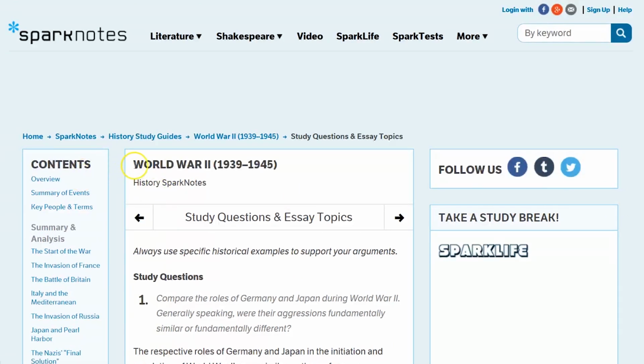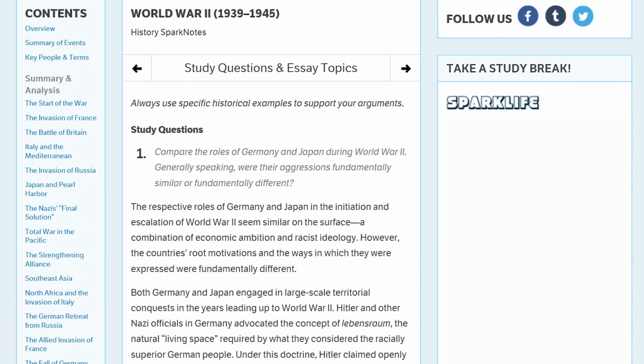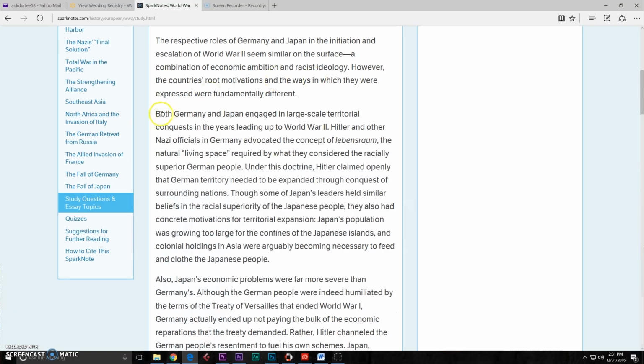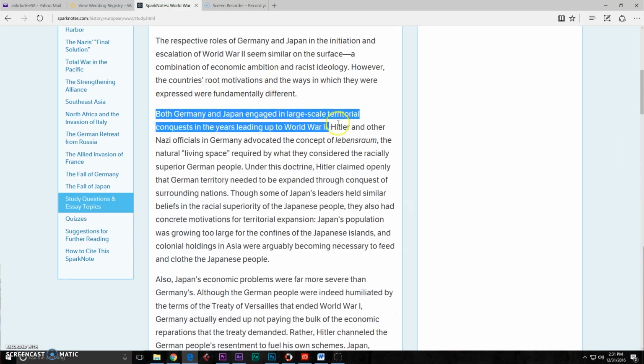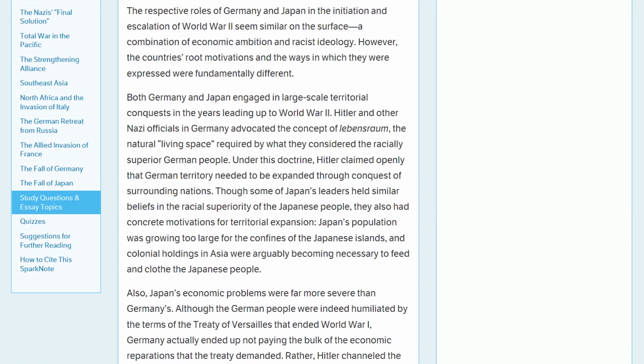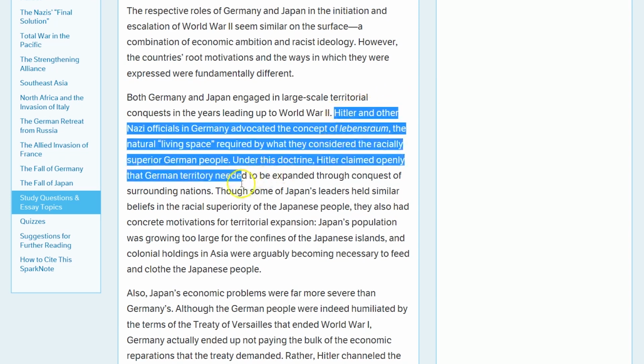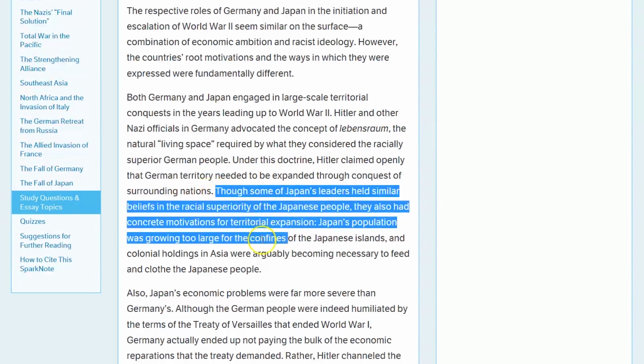Here, they have an article comparing the roles of Germany and Japan in World War II. Each paragraph has a clear topic sentence followed by carefully organized evidence and explanations. This paragraph's topic sentence says, "Both Germany and Japan engaged in large-scale territorial conquests in the years leading up to World War II." Then there's a section of evidence about Germany's territorial conquests, followed by a section about Japanese territorial expansion.